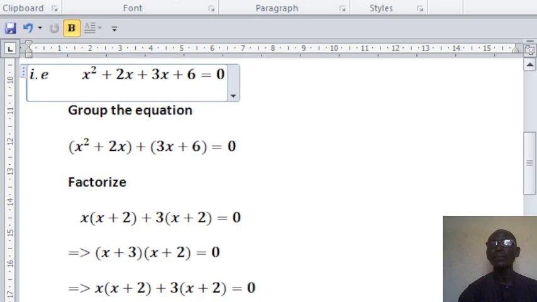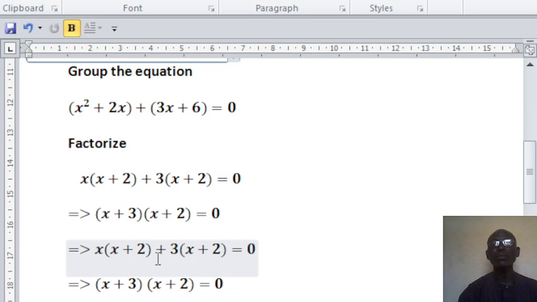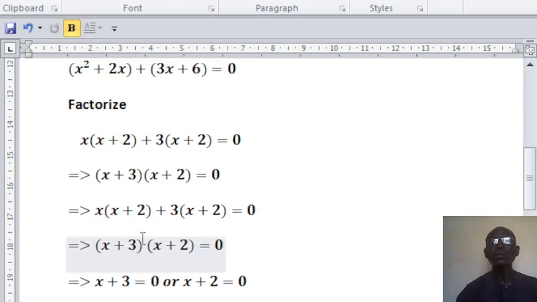You take your x, you bring it out here, plus 3 is here, you group them together. Then because x plus 2 is common, you just pick one x plus 2, then you bring them together, because you equate them to 0. Now, the next stage is you equate everything to 0.